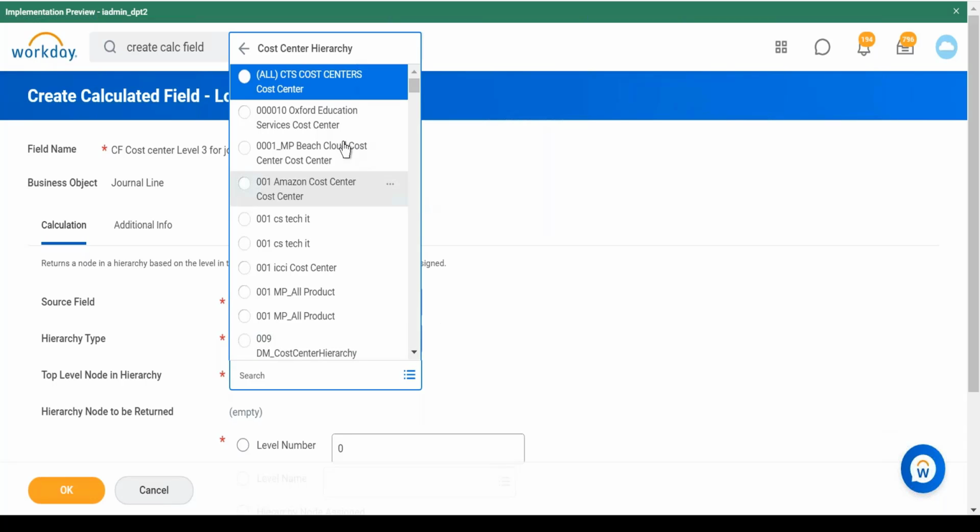Okay, got it? So when you are looking for level 3 in the top level, do you have to look for level 1? Now this is a very good question. It depends.